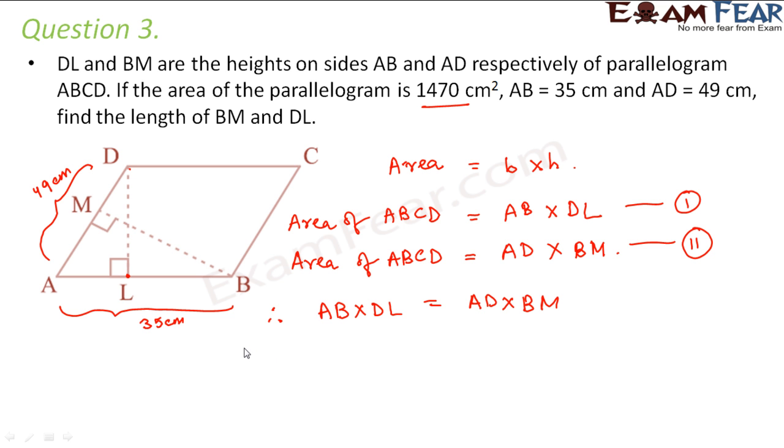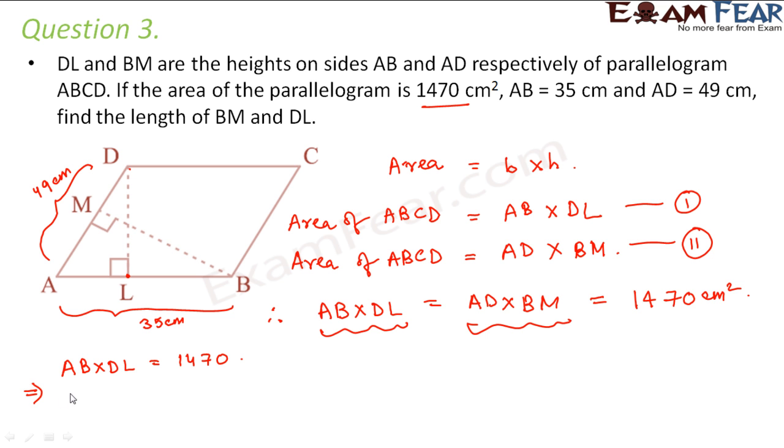Okay. So now in the question, the value of this area is given as 1470, so this will be equal to 1470 centimeter square because both of these represent the area of the parallelogram. Let us first look at this part. AB into DL is equal to 1470. AB is given as 35, so 35 into DL is equal to 1470. Therefore, DL is equal to 1470 divided by 35. 5 7s are 35, 5 2s are 10, 5 9s are 45, 5 4s are 20. Again 7 4s are 28, 7 2s are 14. So DL is equal to 42 centimeters.